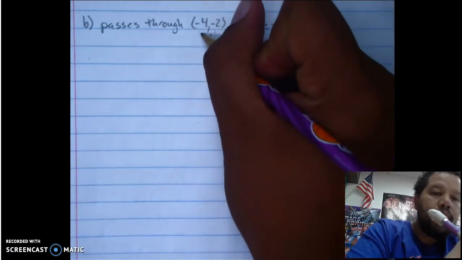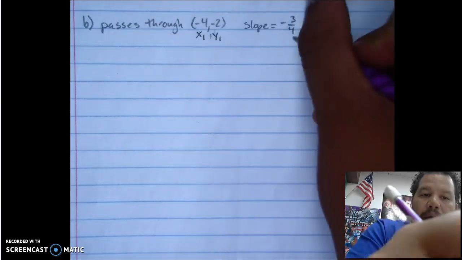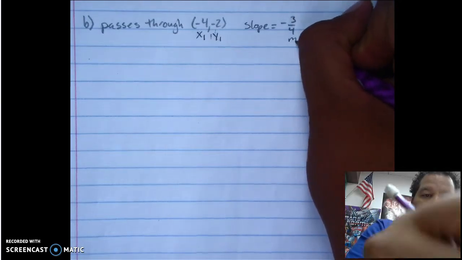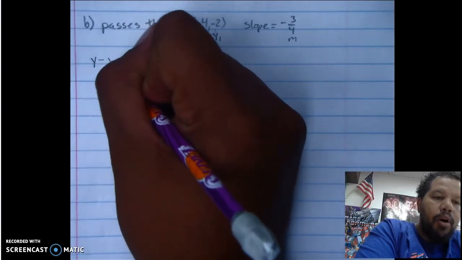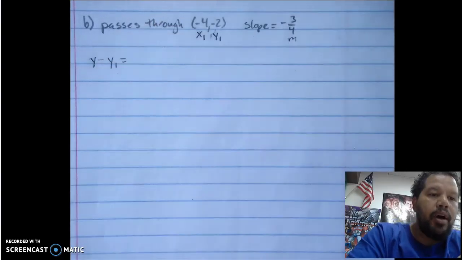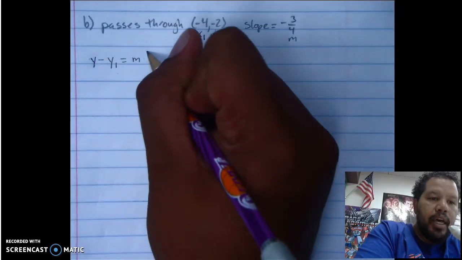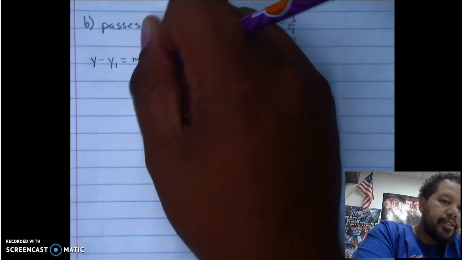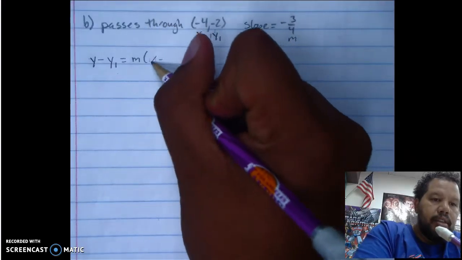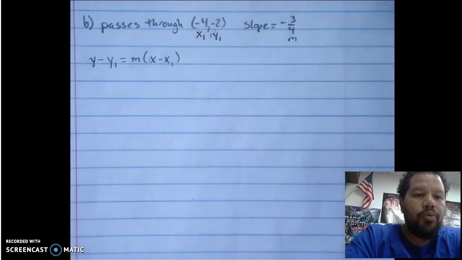I'm going to label my x1 and my y1 and my m. Okay, write down the form that I want to write it into. So the y minus y1 equals m times x minus x1. So that's my point slope form.